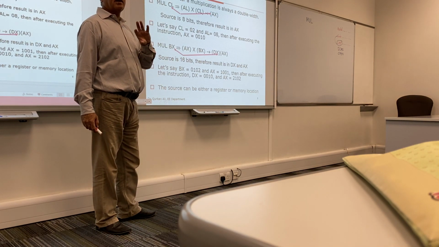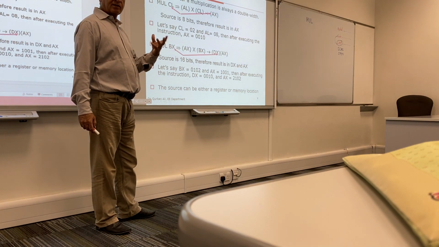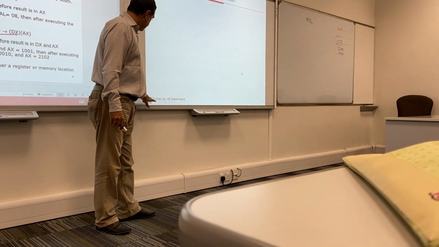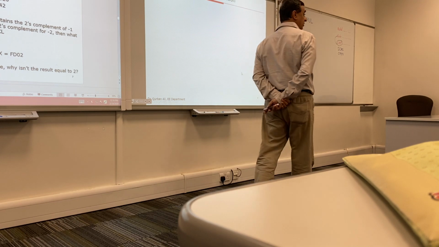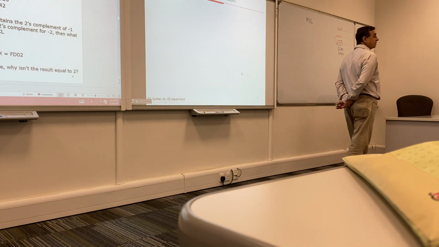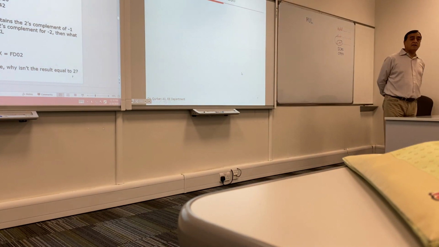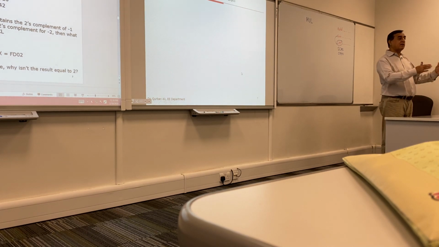So we can multiply a register with memory, memory with register, register with register, right? But remember the rules which I told you. One of the values has to be in the accumulator, and the size of the answer will always be double.